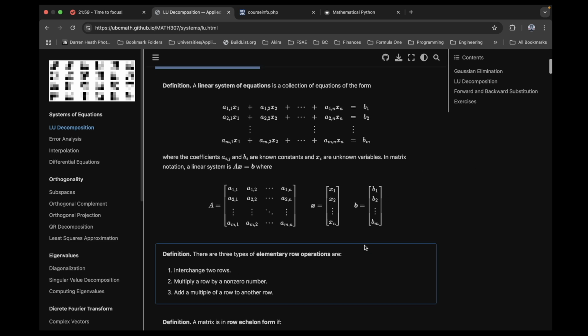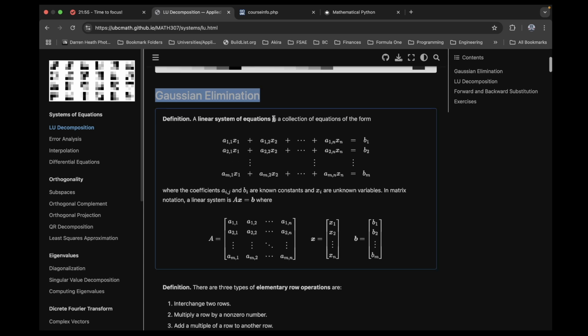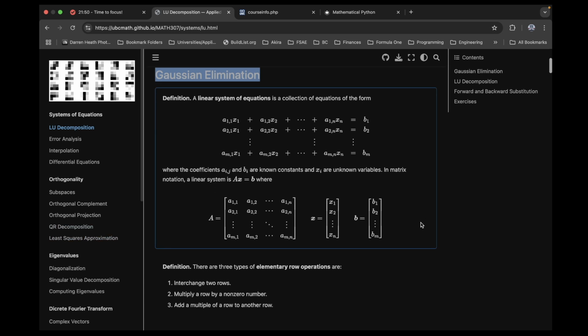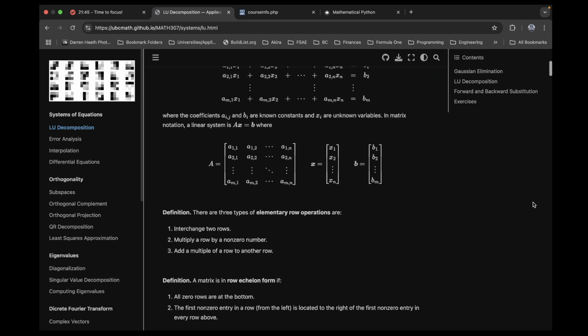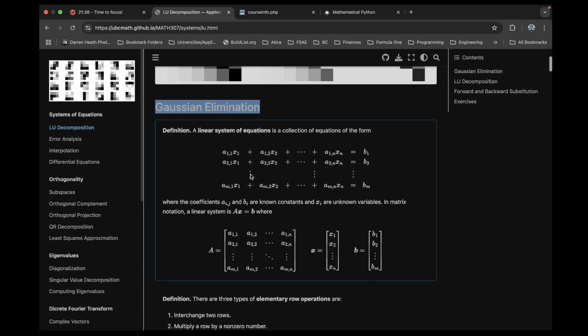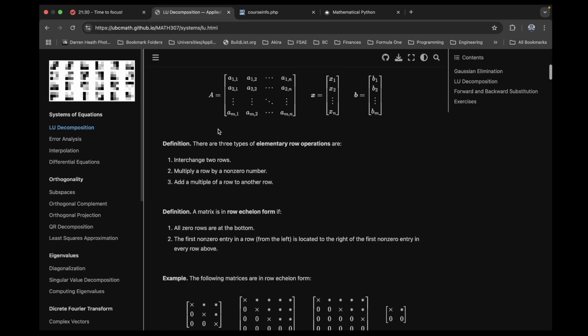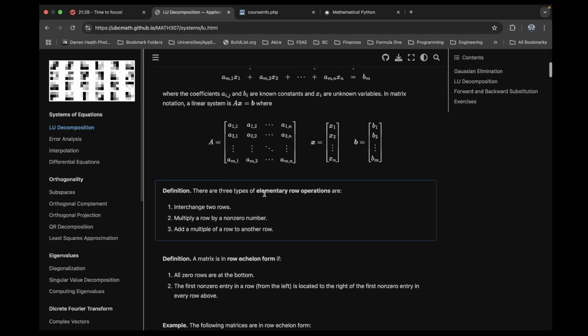Gaussian elimination. We learned this in 221. Definition: a linear system of equations is a collection of equations of this form, where the coefficients are known and x is the unknown variables. A and b are known, but x is the unknown. Matrix notation: the linear system Ax equals b is built like this, A times x equals b, and we know A and b, but we want to find x. This is great review.